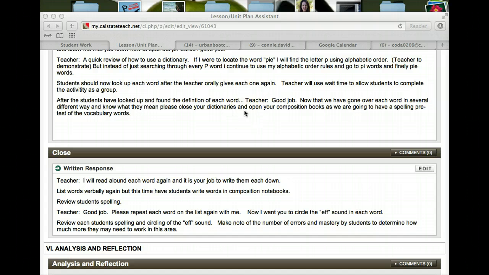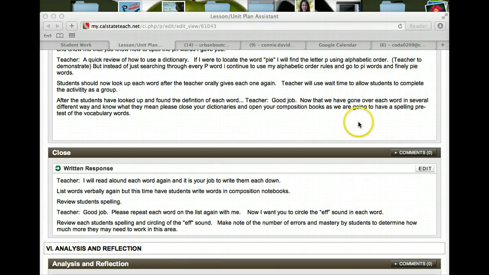It doesn't tell me anything. It tells me what, but it doesn't tell me how. How is this strategic? How does this help support their learning? And then you say good job. Good job because they looked up and found the definition of each word. Does that mean they know what the word means because they found a definition? I can look up a word in a dictionary and point to where the definition is, but that doesn't mean I know the definition of the word.